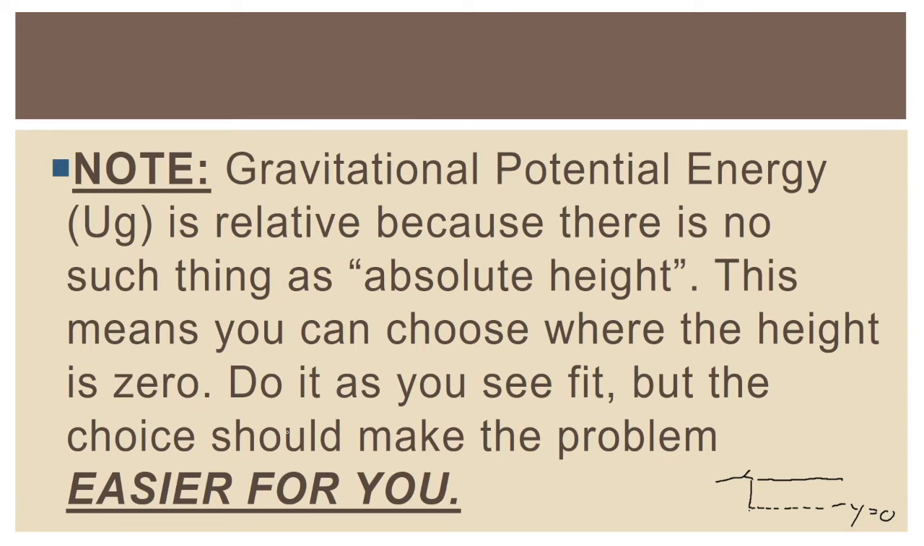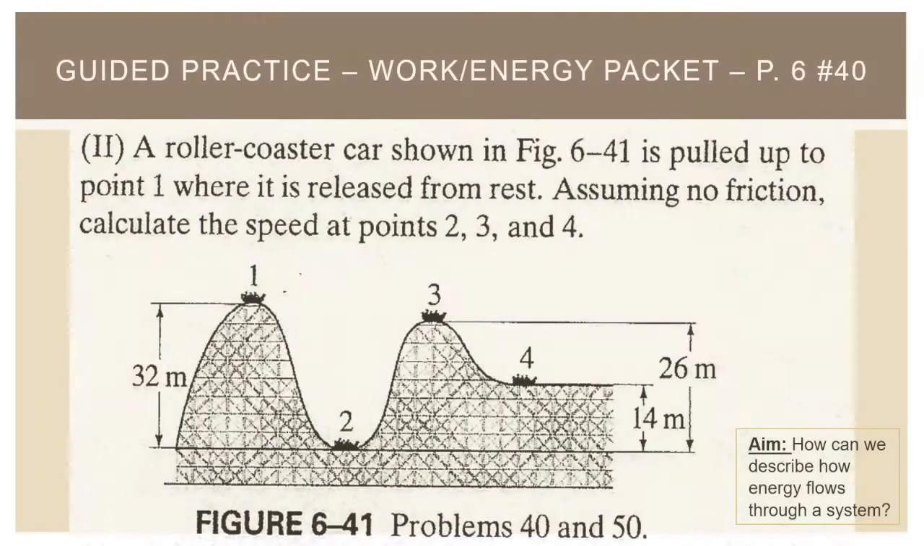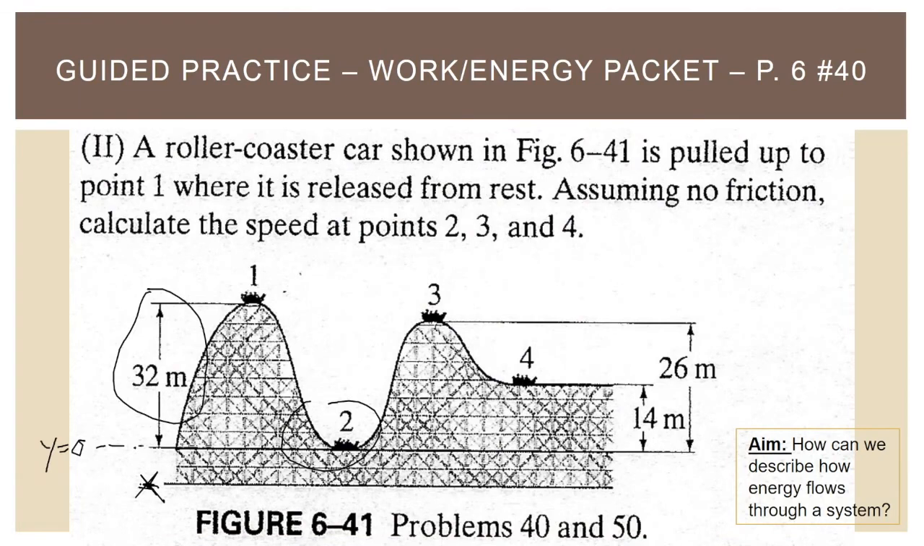This means you can choose where the height is 0. Now, you could make the height 0 down here, but that is not going to make the problem easier for you. The easiest place to say the height equals 0 is generally going to be the lowest position occupied by the object. That is almost always the best and most straightforward way to go about the problem.